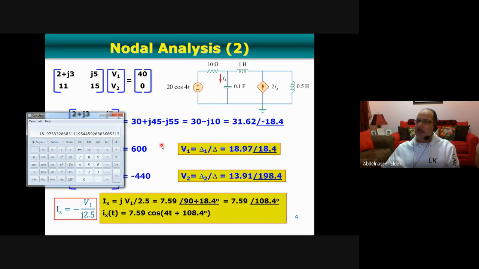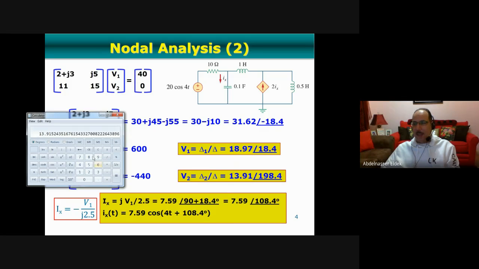And of course, for the phase, you subtract the phase. The phase is 0, we don't have a phase, so 0 minus 18.4 will be plus 18.4. And for this one here, it is negative 440, so this is actually 440 and the angle 180 degrees. When you have a negative, you can cancel this negative and add 180 degrees here. So you can say, okay, just 440 divided by 31.62. This will be 13.9.